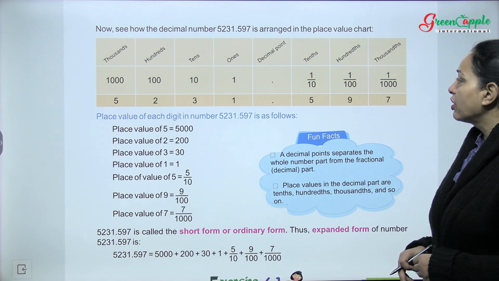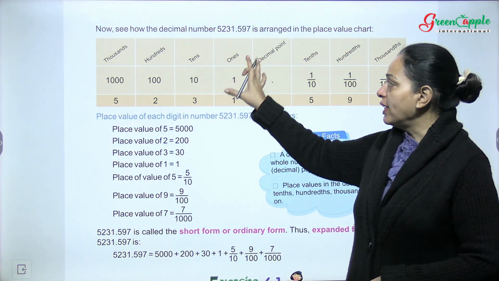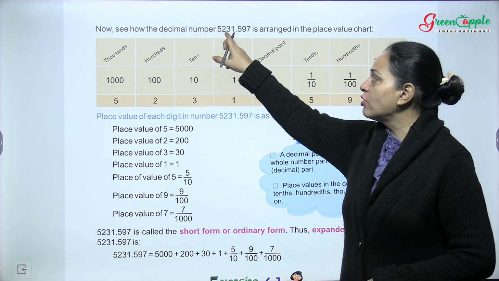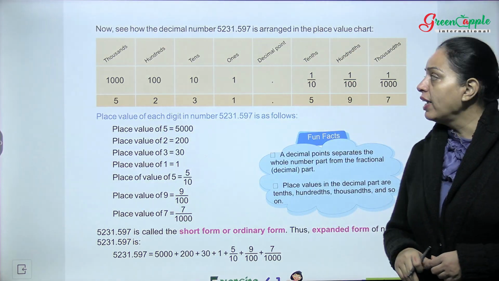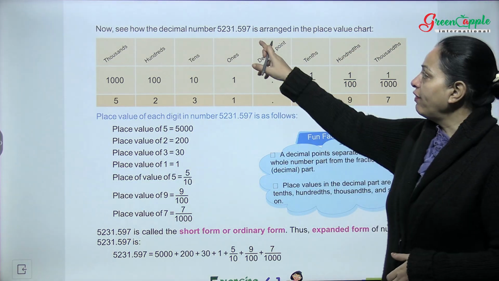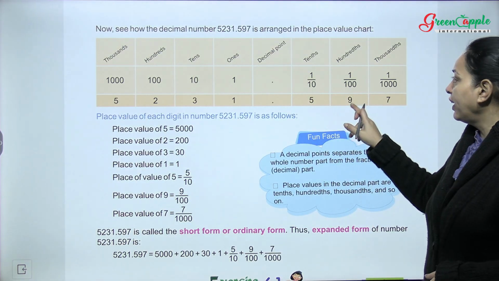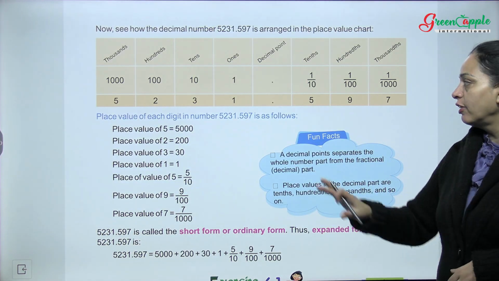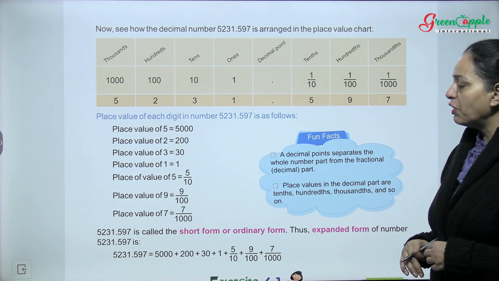Now we see how the decimal number 5231.597 is arranged in the place value chart. So make the place value chart. Now place the digits. So 1 is at the ones place, 3 is at tens, 2 at hundreds, 5 at thousands. Okay, now the decimal part, 5 at the tenths place, so 5 here, 9 at the hundredths place, so 9 here, and 7 at the thousandths place, so 7 here. So this is the representation according to the place value chart.